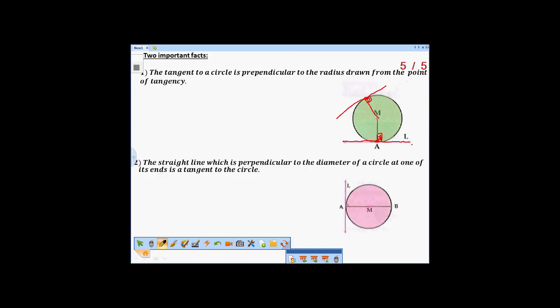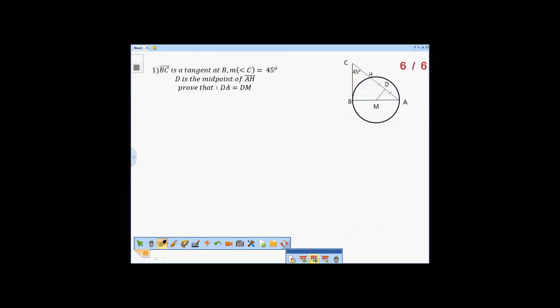Number 2, the straight line which is perpendicular to the diameter of a circle at one of its ends is a tangent to the circle. It means if I find a diameter of a circle and this diameter is perpendicular to the straight line, they make a right angle with this straight line. So this straight line must be a tangent to the circle. Let us see some exercises about this.